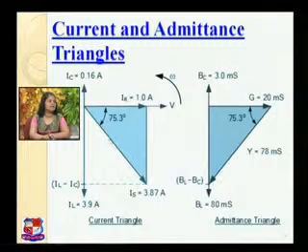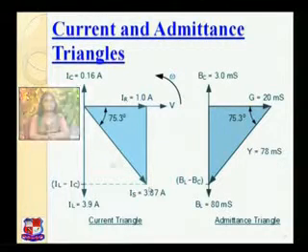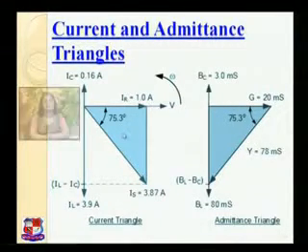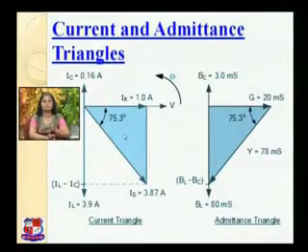Similar to this, in this particular diagram, if you find the resultant of IL minus IC and IR, the resultant will give you the total supply current. So IS is the resultant current, and Y is the resultant of conductance and BL minus BC. So this is an admittance triangle, and this is a current triangle for the given data.